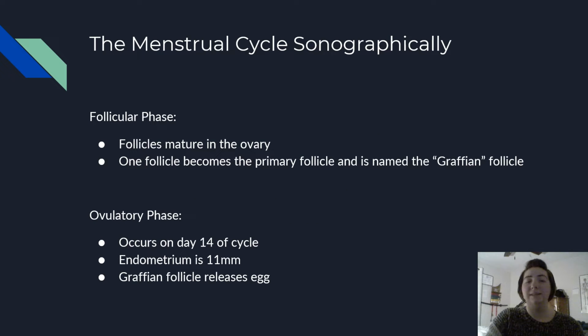The second phase of the menstrual cycle is the follicular phase. This is when multiple follicles within the ovary mature until one follicle becomes a primary follicle, which is also called the Graafian follicle. During the third phase, which is the ovulatory phase, the endometrium thickens to around 11 millimeters, and the mature Graafian follicle releases an egg. This process is called ovulation, and it occurs on day 14 of the menstrual cycle.